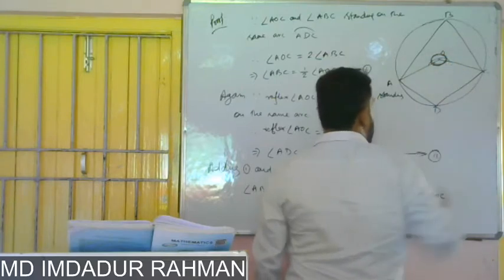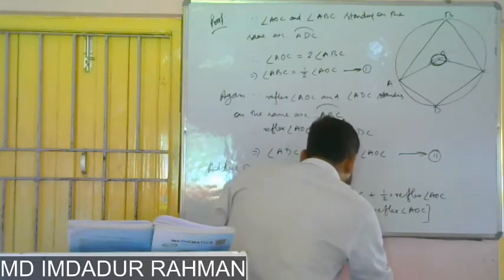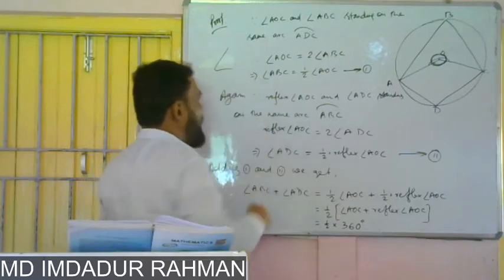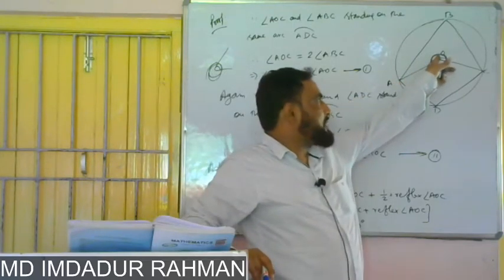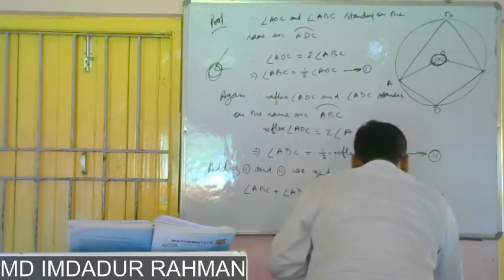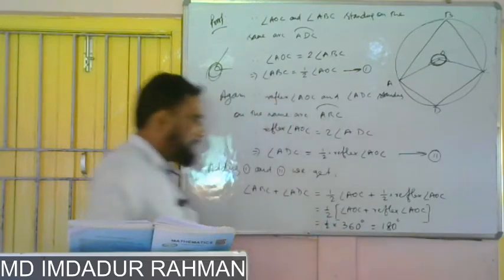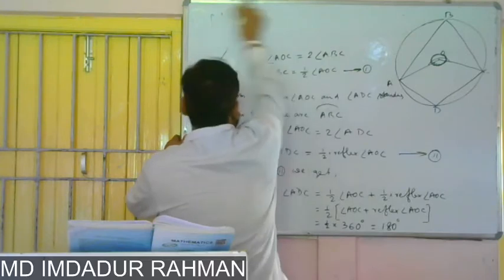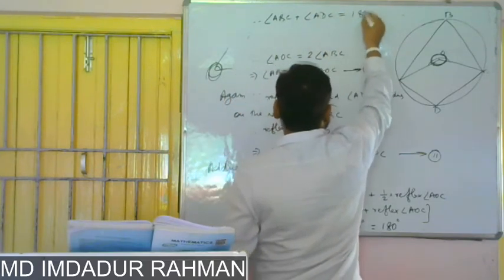Now you see angle AOC and reflex angle AOC together became a complete angle. So half into 360 degree. Any angle and its reflex, if you add, then you will get a complete angle. So AOC plus reflex AOC is equal to 360 degree. Half of that, you will get 180 degree. So therefore, angle ABC plus angle ADC is equal to 180 degree.